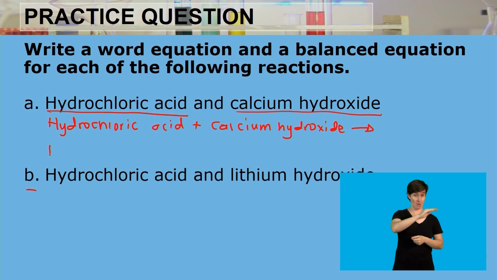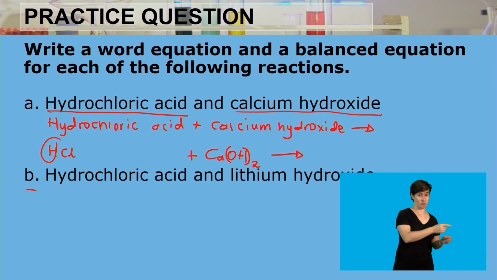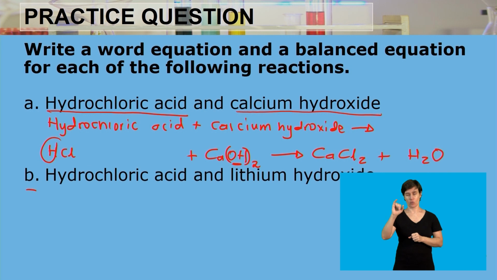This is our HCl plus calcium hydroxide, Ca(OH)2, reacting to form. We know that the H is going to be there, and then there's going to be the OH to form our water. And then the product is going to be our salt, which is calcium chloride, plus H2O. Then we need to balance the chemical equation.